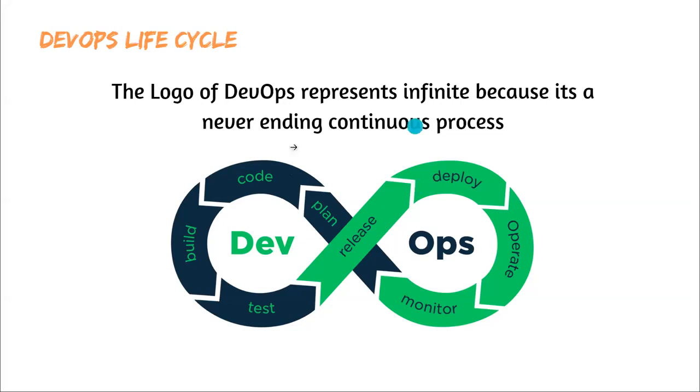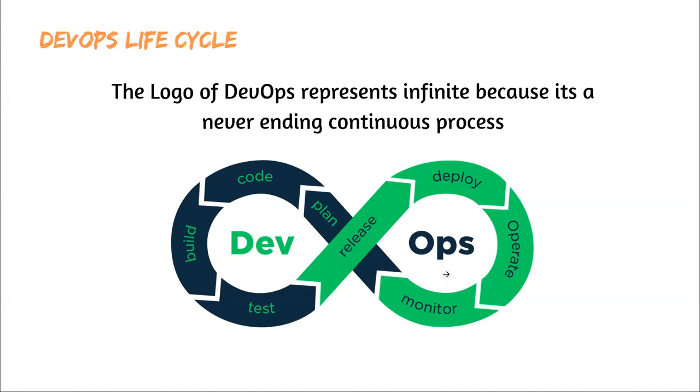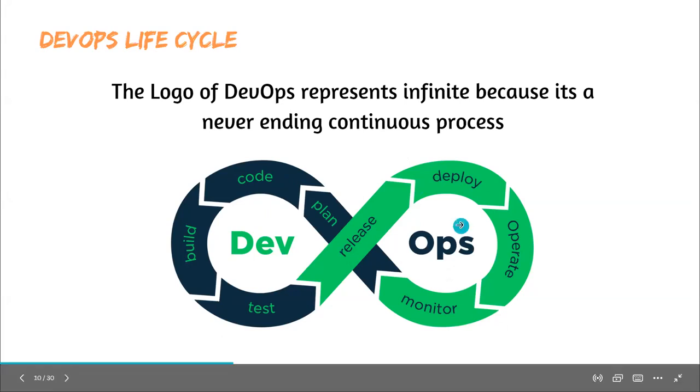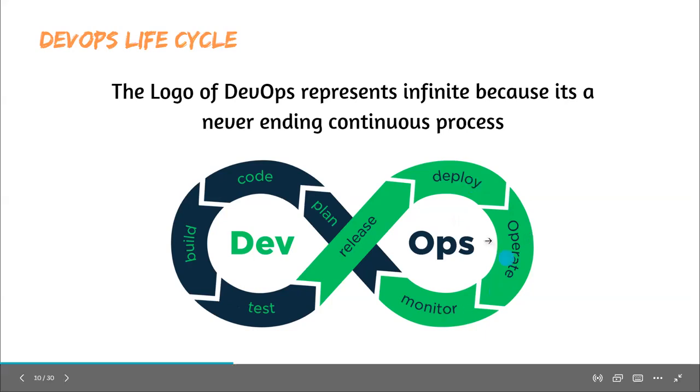You need to continuously code for the application, continuously build, and continuously test. Continuous release, deploy, operate, and monitoring. So here we are not going to stop on a particular life cycle. This life cycle continues until and unless we finish this project. For that purpose we are using the infinity logo. If you see, plan, code, build, and test are all your development activities, and deploy, operate, and monitoring are all your operation things.